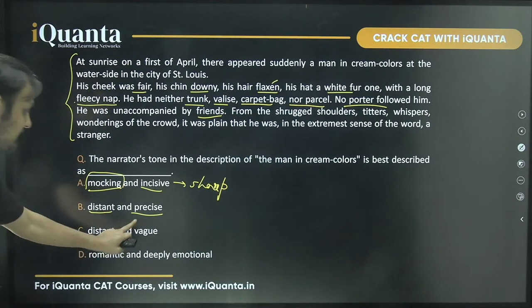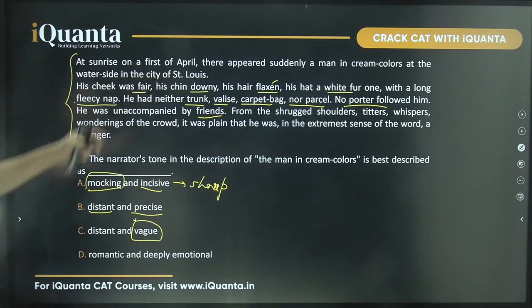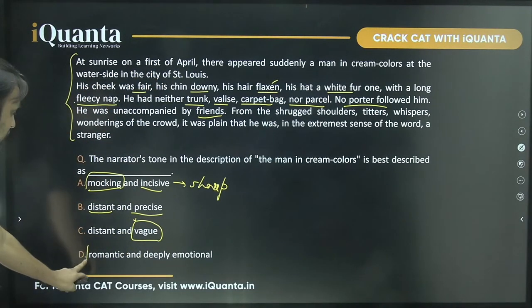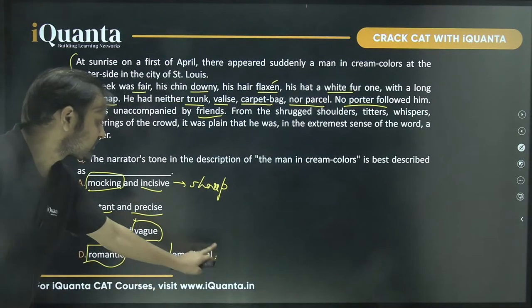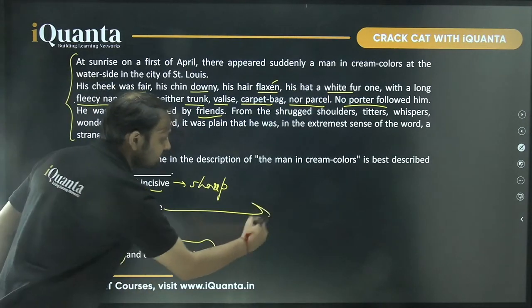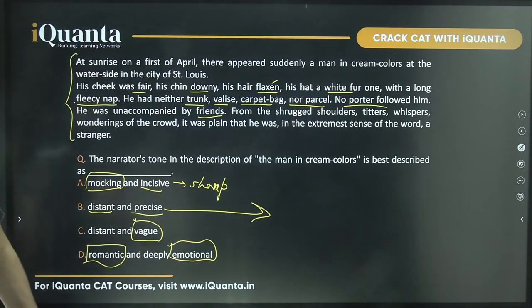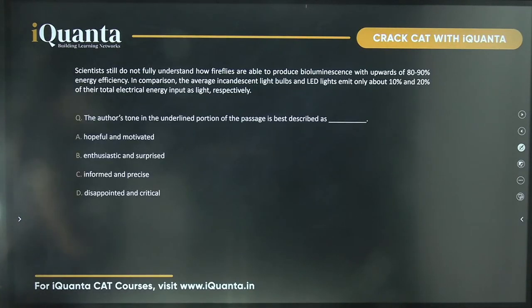And he is certainly not vague. This kind of description should not be called vague. And there is no element of romance, and there is no element of emotion. So all these can be eliminated, and you are left with B. This is the answer. Now this one.